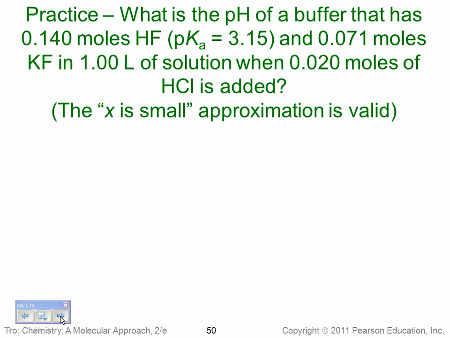So let's go back to that buffer we were working with the other day. What if we had this buffer? And to this buffer, we're going to add 0.020 moles of hydrochloric acid. How we're going to do that, we won't worry ourselves with. So we're going to add 0.020 moles of hydrochloric acid. What's the pH of that buffer going to be next?